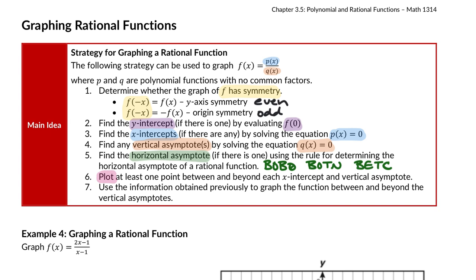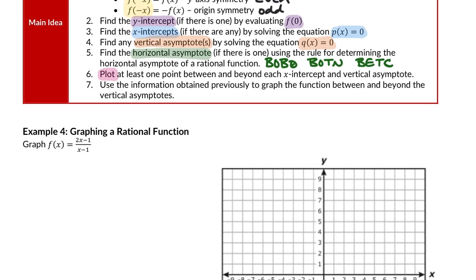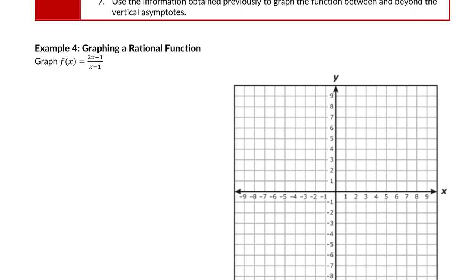The 7th step is to play connect the dots. Once everything is on your graph, you should have enough information to correctly play connect the dots and graph your rational function. Can we do one together? We're going to do all 3 together. I don't know why I said it like that. But let's do one together.